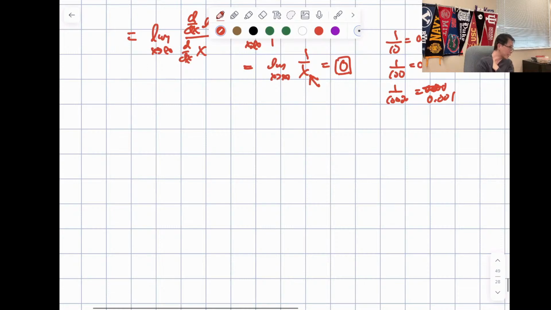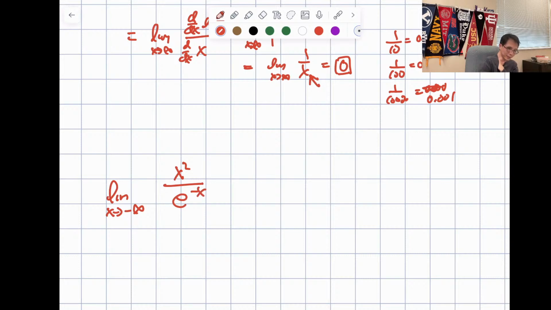So the next case gets kind of tricky. What happens when limit as x approaches negative infinity, not positive infinity this time, of x squared times e to the negative x? You're like, huh? What happens if I reach negative infinity in this specific case?